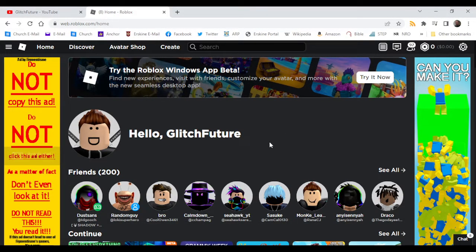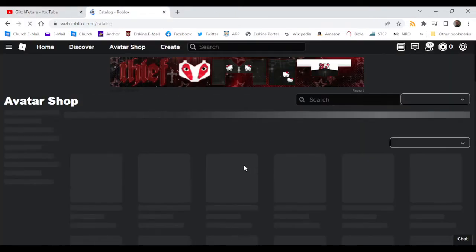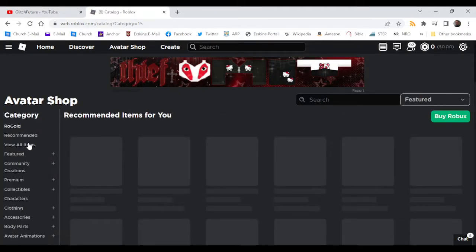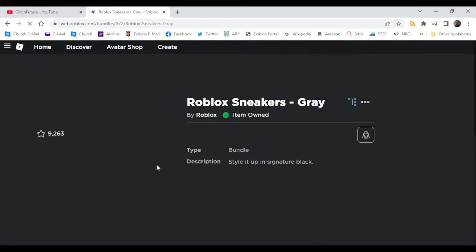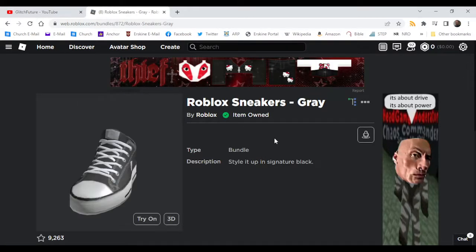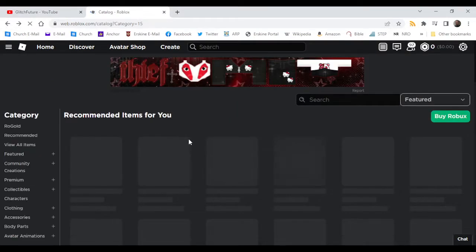Today I'm going to be showing you how to get some free layered clothing shoes. Now there is actually some shoes. Oh, here it is. But yeah, there is some shoes, but there are a lot of them on like Robux and stuff. Yeah, see, like, they're 80, 50 Robux.